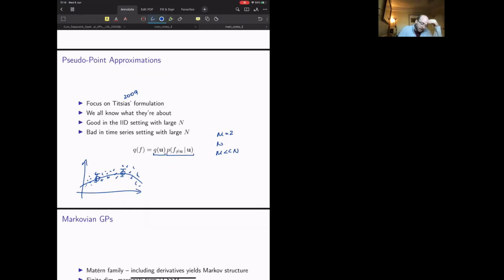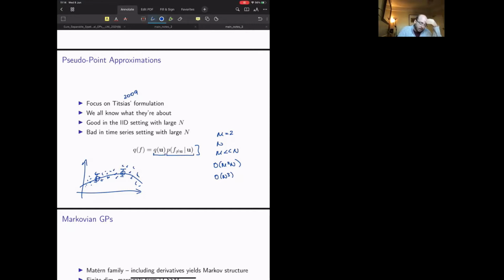It turns out that all the interesting operations you want to do here are order M squared N if you're using this approximation, as opposed to exact inference, where all the operations would have N cubed complexity. So this is a really big win when you can use a small M and get a good approximation, which tends to happen in exactly the kind of situation I drew here.